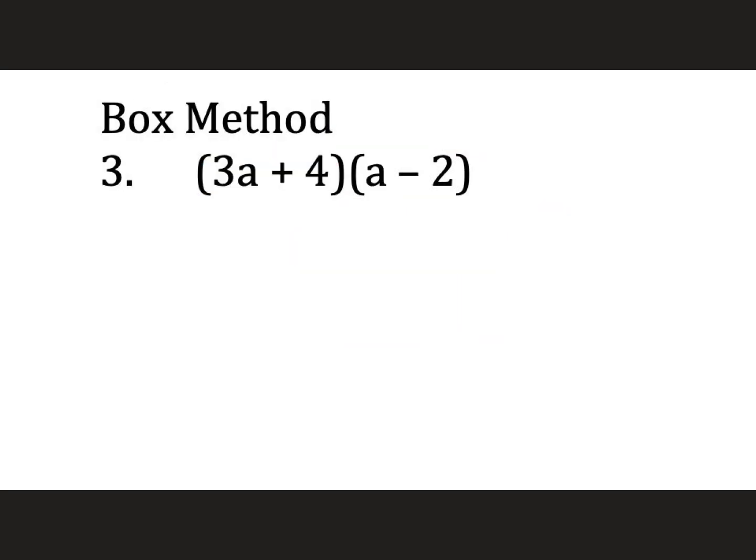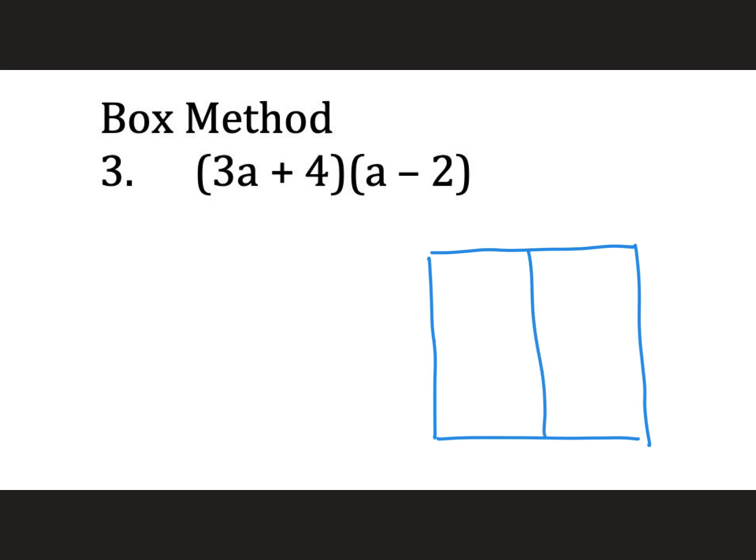I'm going to show you a more visual way. This is a box method, sometimes also called an area method. You just make a 2 by 2 grid to make 4 spots. And you take the one binomial, 3a plus 4, and put it across the top. And you take the other one and put it on the side.